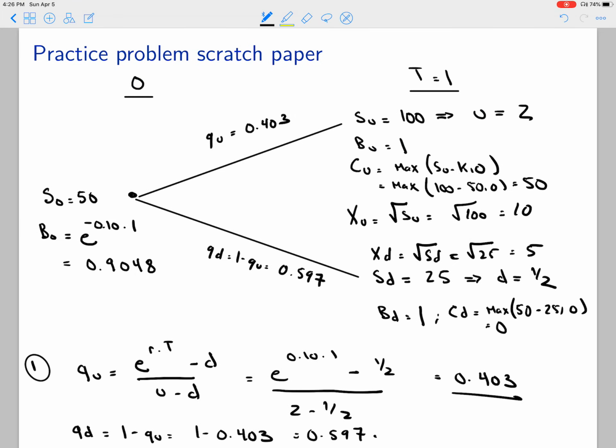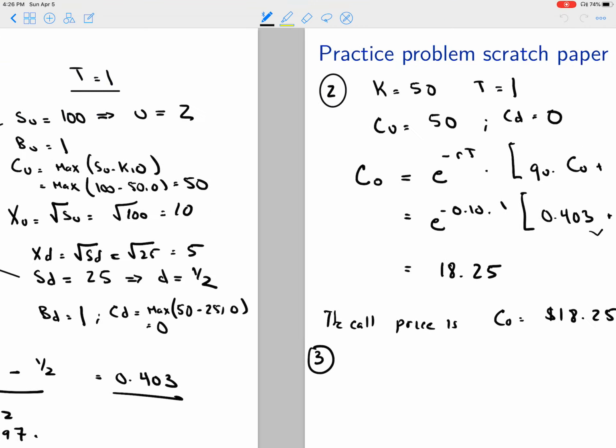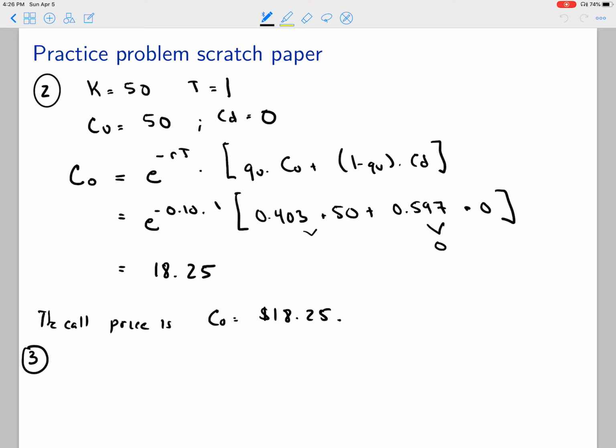Note this is just an exotic derivative that we picked out of nowhere. We can now price basically anything we want using this binomial model. That's why it's so powerful. Okay, and then to find the price of this, we just apply the risk-neutral pricing equation. The price of the root derivative today is X_0 equal to the discount factor, e to the negative 0.10 times 1, times the risk-neutral probability of the upstate, which is 0.403, times the payoff of the derivative in the upstate, which is 10.